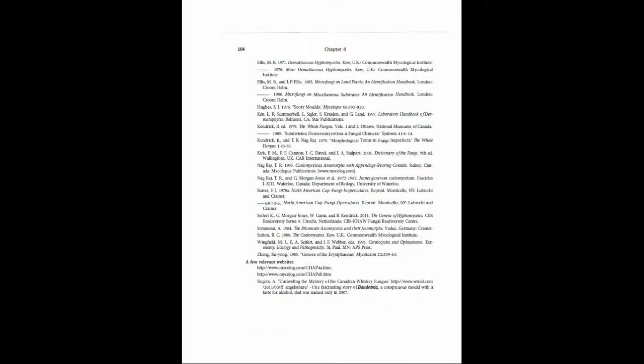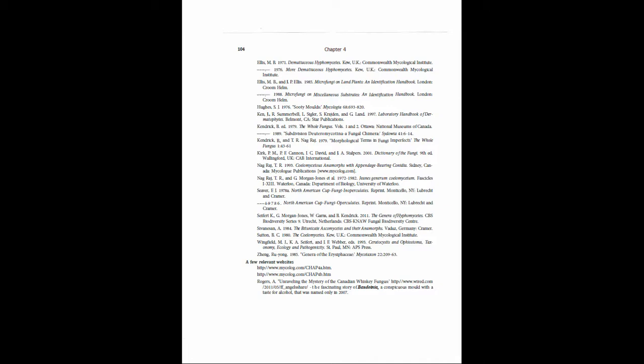104. Chapter 4. Ellis, M. B. 1971. Dematiaceous Hyphomycetes. Kew, UK, Commonwealth Mycological Institute. 1976. More Dematiaceous Hyphomycetes. Kew, UK, Commonwealth Mycological Institute. Ellis, M. B., and J. P. Ellis. 1985. Microfungi on Land Plants, an Identification Handbook. London, Croom Helm. 1988. Microfungi on Miscellaneous Substrates, an Identification Handbook. London, Croom Helm.